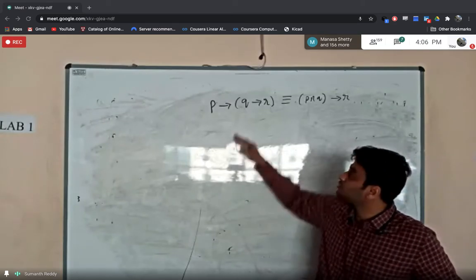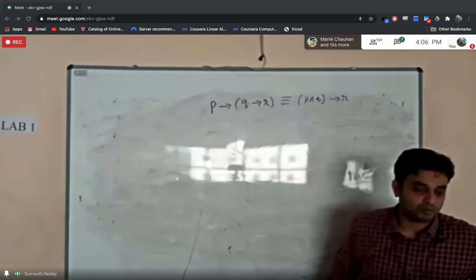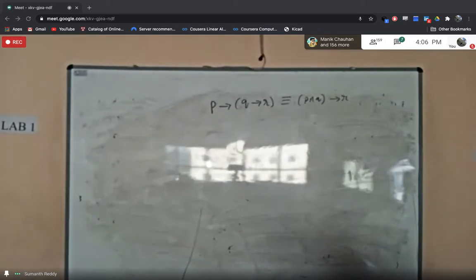I have given you the hint. Using that formula, try to solve this. You will get the RHS. So let me see how many of you will solve. Please try to solve it. I'll give 5 minutes. P implies (Q implies R) is the same as (P ampersand Q) implies R. If the board is blurry for you, I'm just reading the problem. Try to solve it.